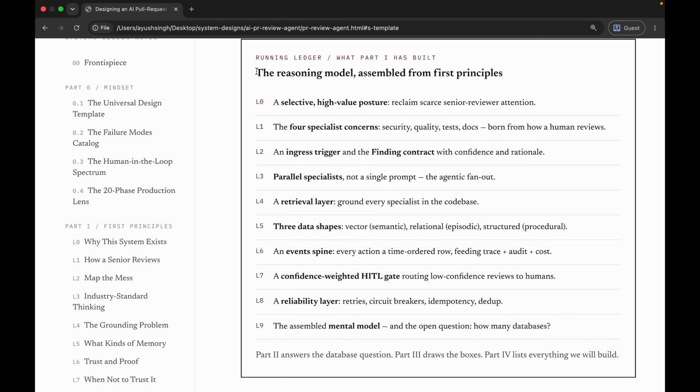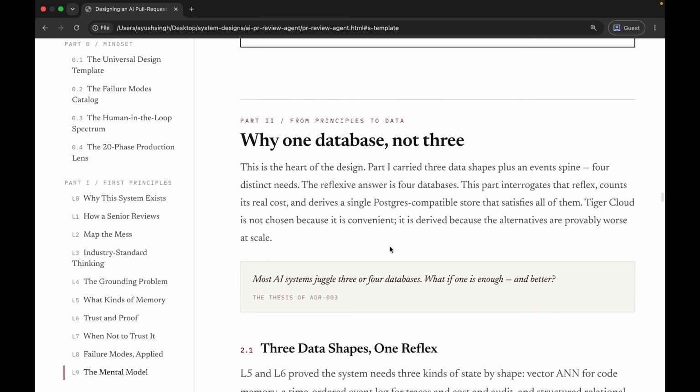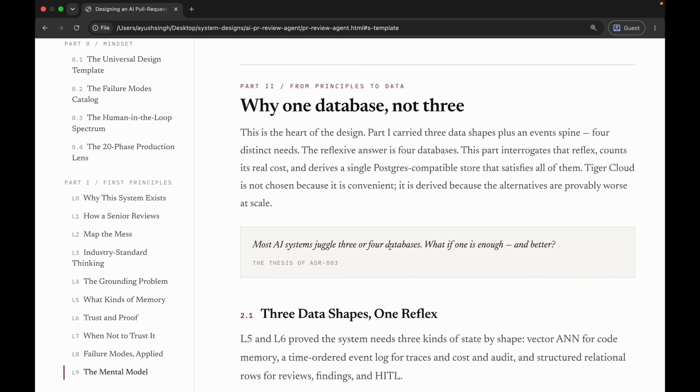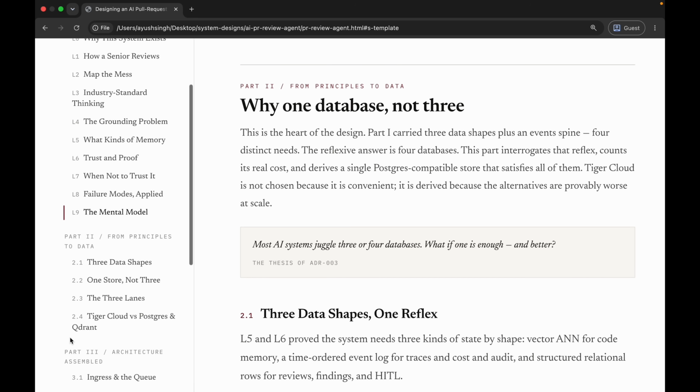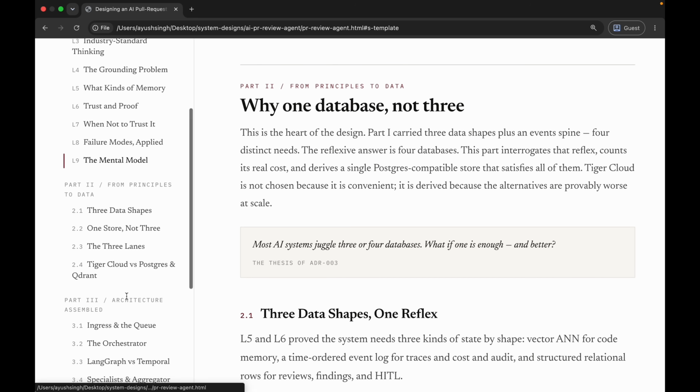You can just see quickly what exactly we have built, what we have talked about till now. Now, if we have the principles, how can we design our database, and how do we select a particular technological stack? And then after data, we'll talk about how do you assemble all the architecture which we thought about.